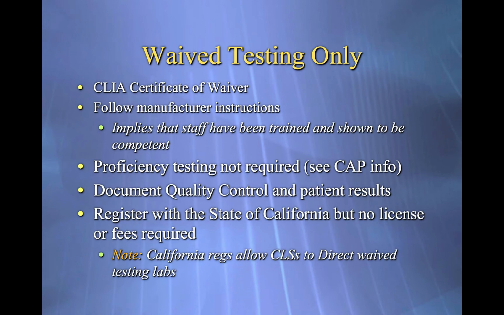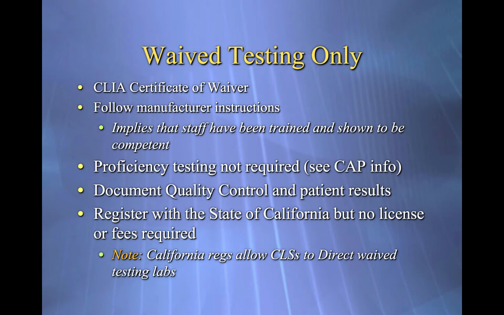So if you're doing only waived testing, then you get a CLIA certificate of waiver. You're required to follow the manufacturer's instructions, and this implies that staff have been trained and shown to be competent on performing the test. Proficiency testing is not required. However, if you're inspected by CAP for your point of care, they're going to want to see proficiency testing performed, even if it's a waived test. You must document your quality control and patient results. You must register in California with the state, but there's no license or fees required.